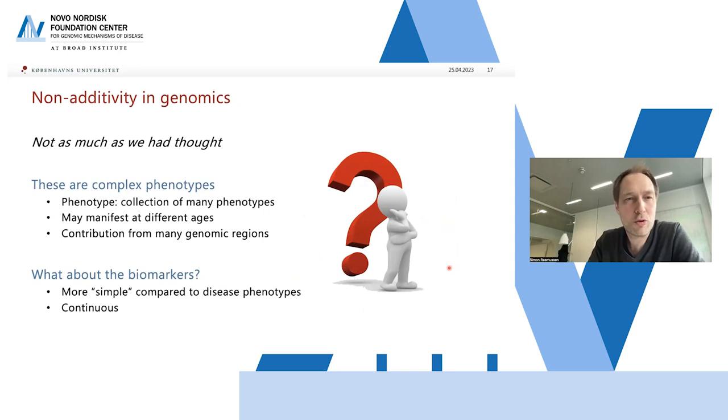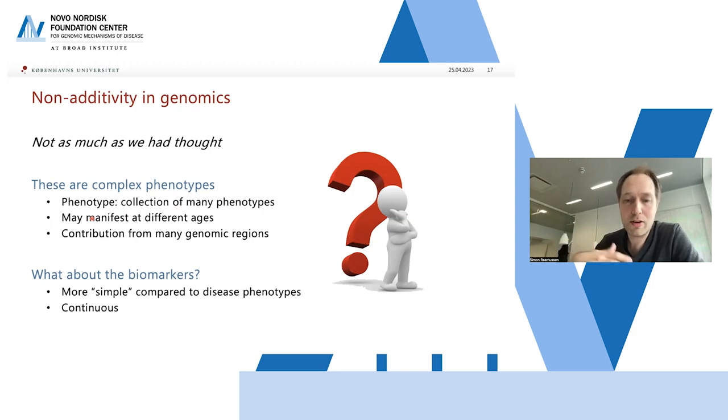But I also have to say that we didn't find as much as we had thought. And I think if we had spoken with more geneticists before we started, they could have informed us on that. One of the reasons is that these are very complex phenotypes, right? One phenotype might not be just one very well-defined phenotype, but can actually be a collection of several different phenotypes. They may manifest at different ages.